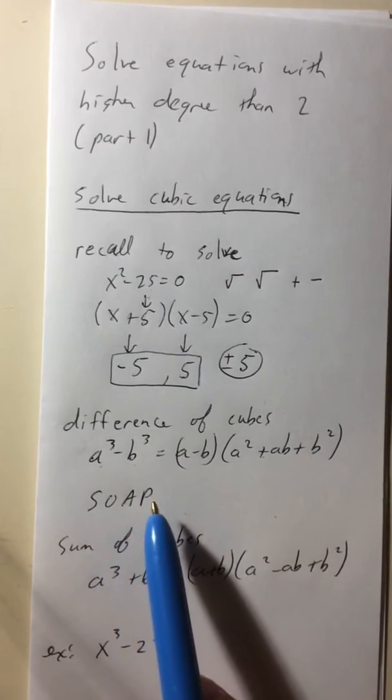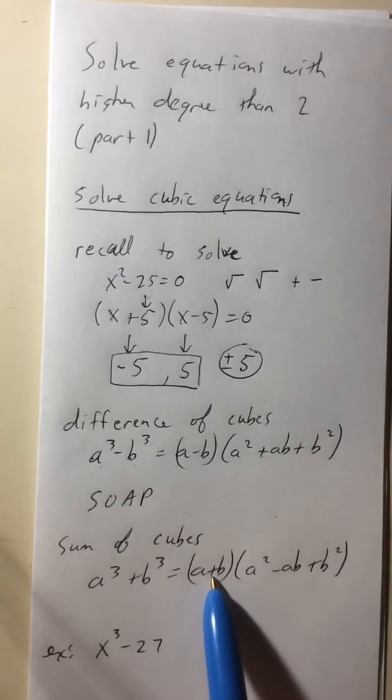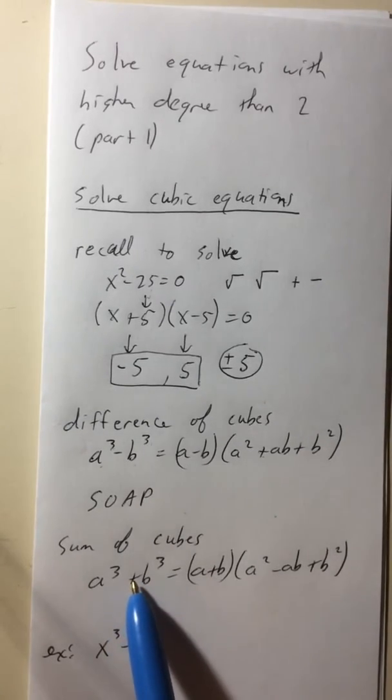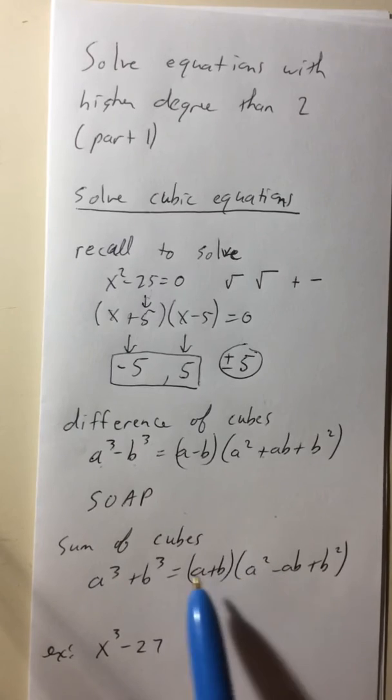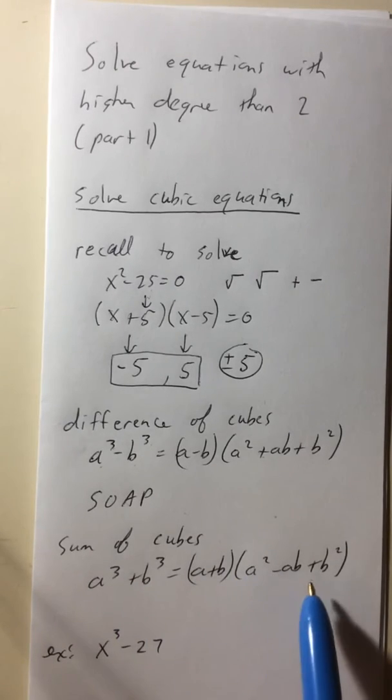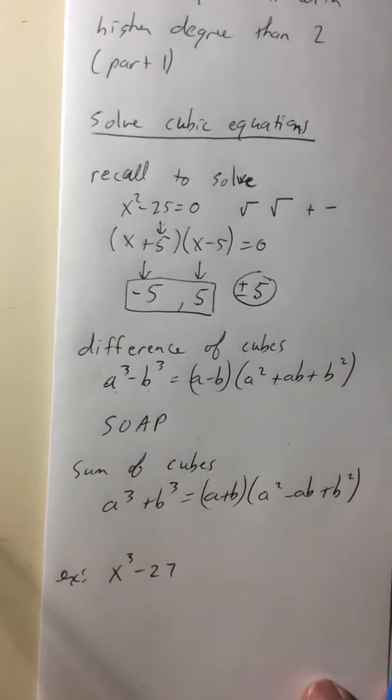And here SOAP comes in again. So remember, the first sign is going to be the same as this. The second sign is going to be the opposite of this, and it is, it's minus. And the last sign is always positive. So let's jump into an example.